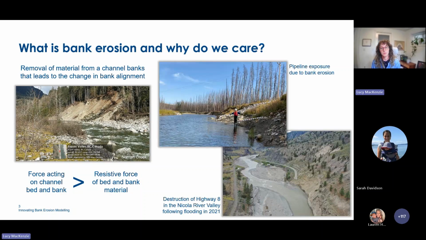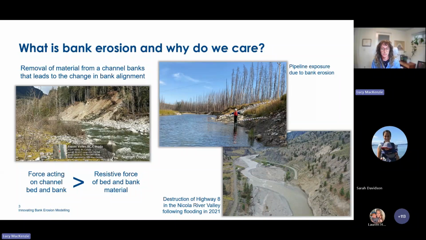Most flows only cause minimal erosion along the banks, but when a large flood occurs, the rate of erosion can escalate rapidly. Under high flows, bank erosion can threaten infrastructure and, in extreme cases, put lives at risk. For instance, as shown here, a 2021 flood resulted in significant bank erosion in the Nicola River Valley and other parts of southern BC, destroying highways, impacting other important linear infrastructure, encroaching on residential areas and First Nation reserves, and ultimately isolating thousands of individuals from essential services.